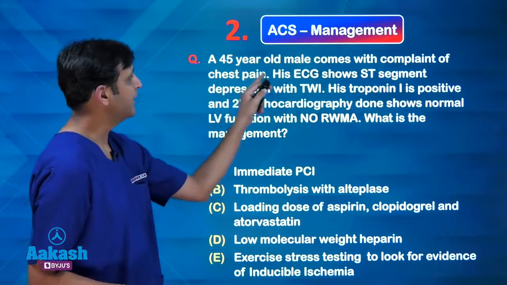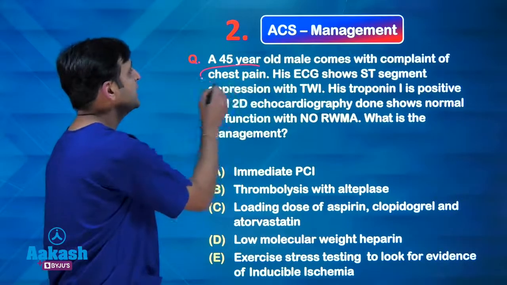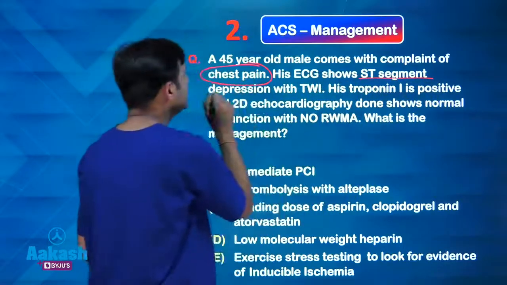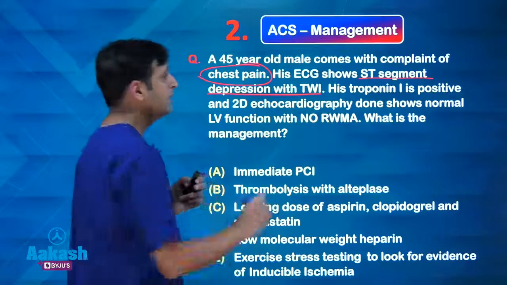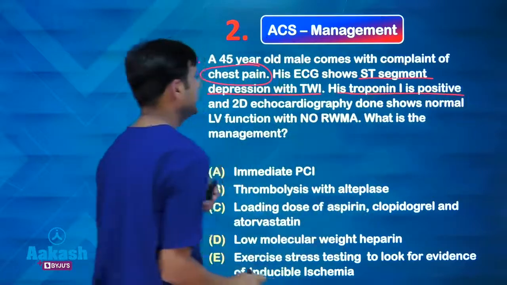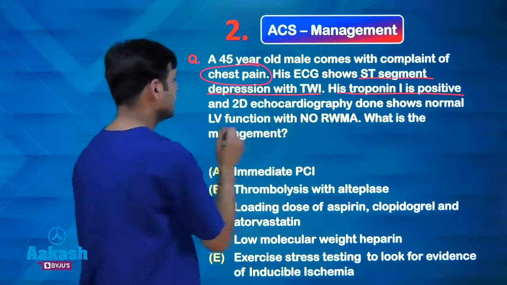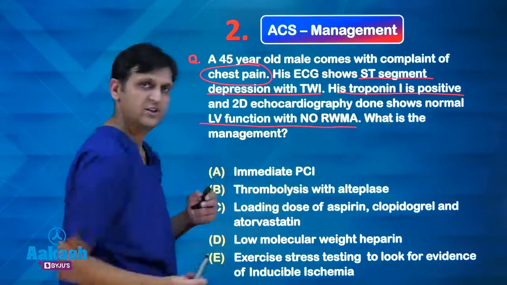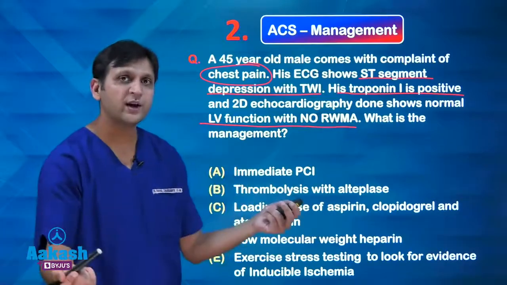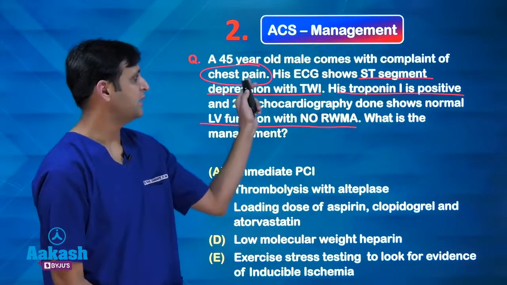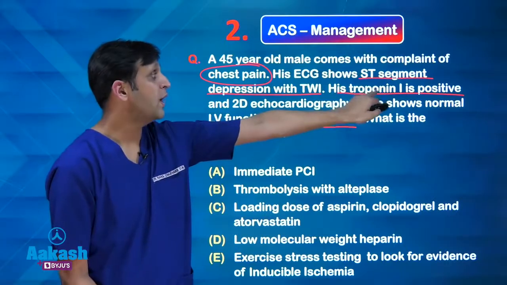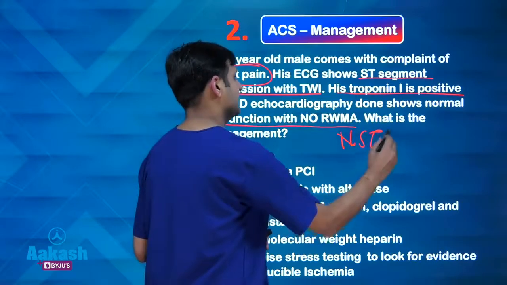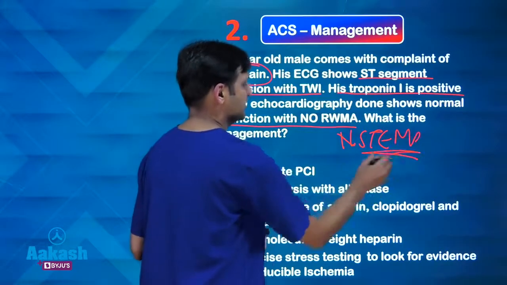A 45-year-old male comes with the complaint of chest pain. Fine. His ECG shows ST segment depression with T wave inversion. Fine. His troponin is positive. His echo shows a normal LV function with no regional wall motion abnormality. What is the management? Fine. So first thing, what is the diagnosis in this patient? So you have a patient who has chest pain, who has ECG changes, and who has a positive troponin. So then the diagnosis is NSTEMI, non-ST elevation MI, because there is no ST elevation.